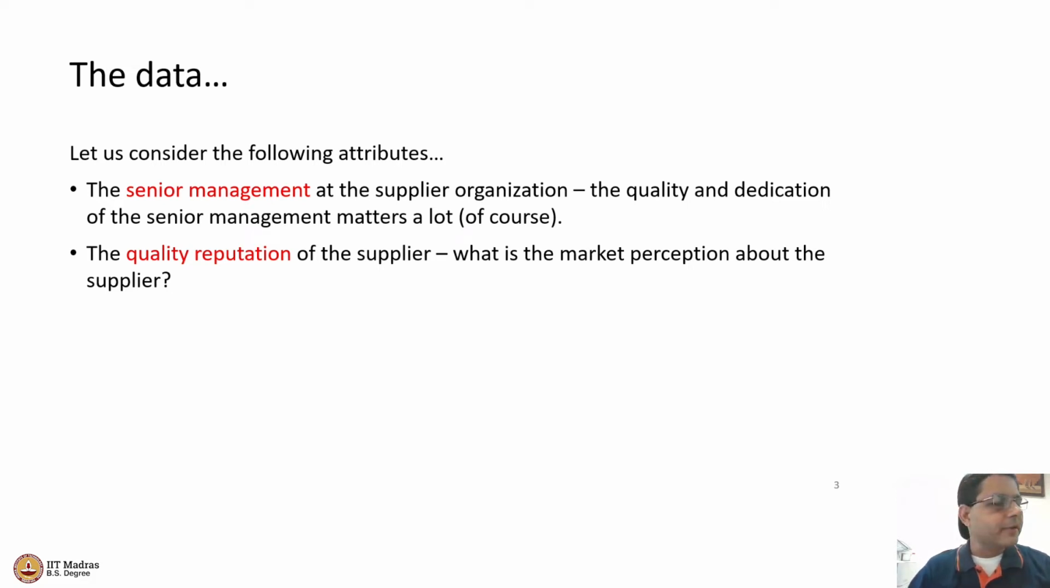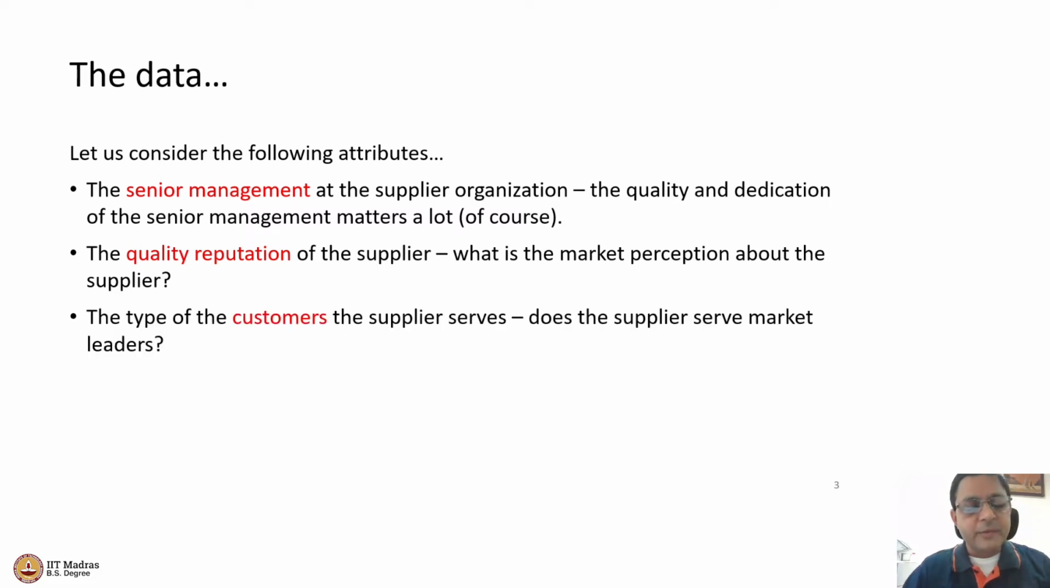The third attribute that we are going to consider is the type of customers, right? For example, there is an organization that serves all the market leaders. They serve Samsung, they serve iPhone, Apple, right? They serve all the major cell phone manufacturers. Now, Samsung would not have selected this organization as their supplier if this organization was not good.